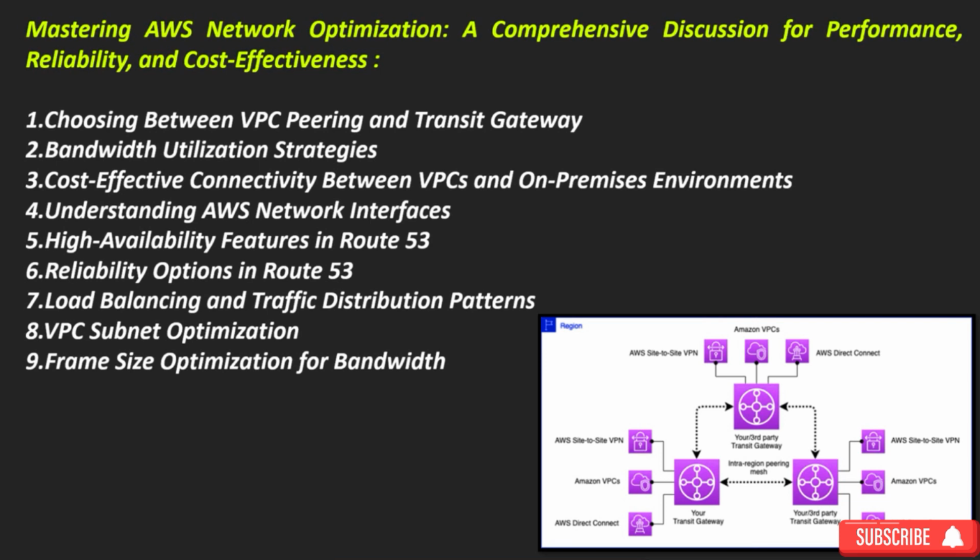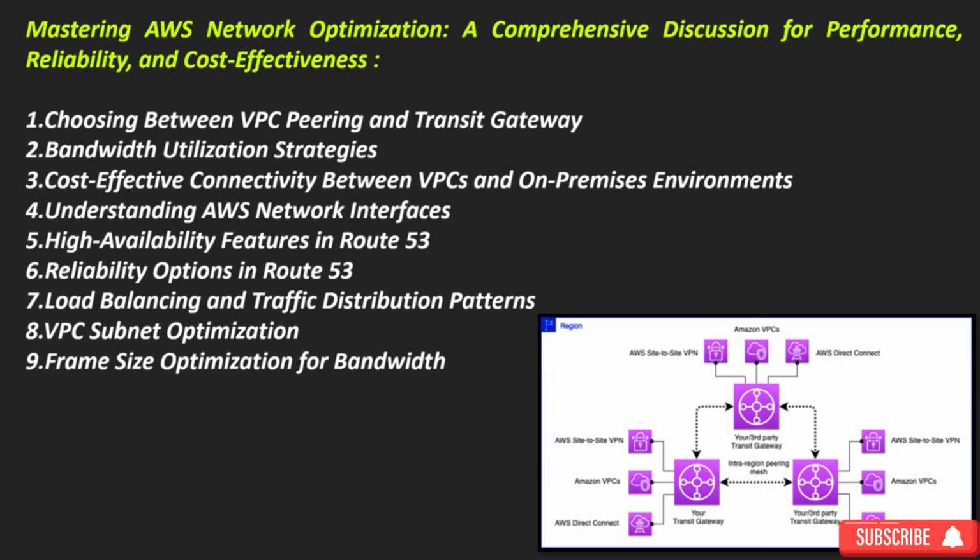Sixth point is the reliability options in Route 53. Route 53 offers several options to enhance the reliability of your DNS infrastructure. We need to cover some of the features like global anycast routing, alias records, and DNS failover. It's providing you with the tools to build a robust and resilient domain name system.